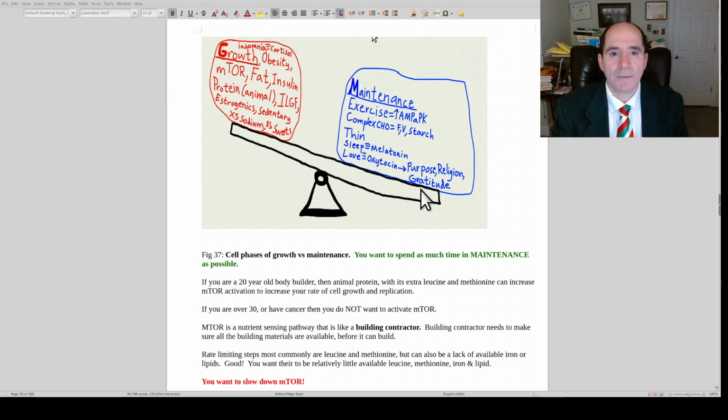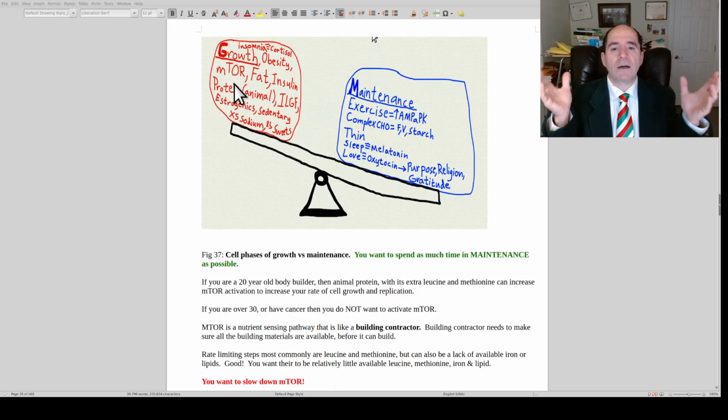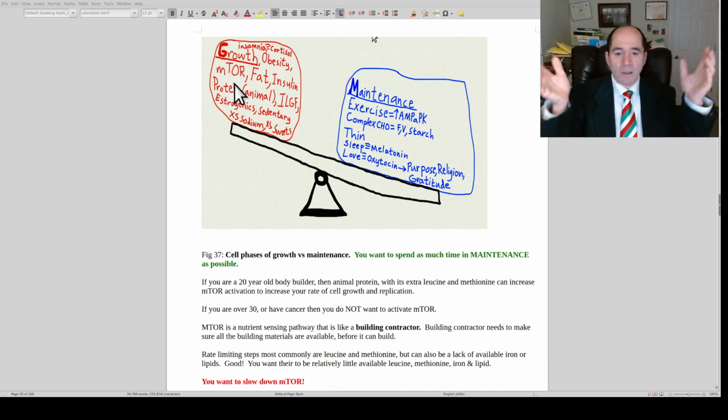Okay, here's another example of what you can do. So this shows a seesaw, and the seesaw is between the growth pathway, which is really the key thing, mTOR, mammalian target of rapamycin, also called mechanistic target of rapamycin. And mTOR is like a contractor getting ready to build a building. And the contractor says, okay, before we can build, do we got everything we need? Do we got the bricks?